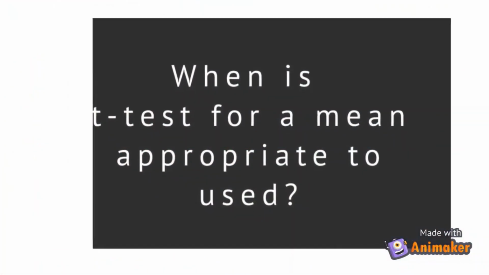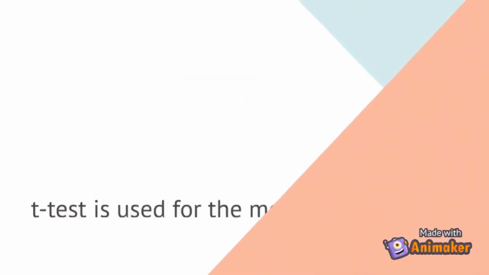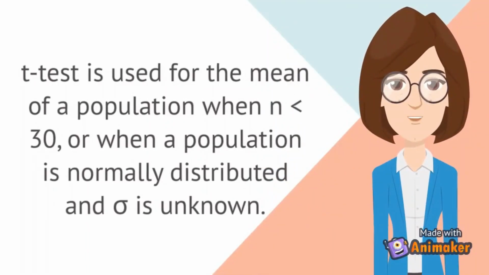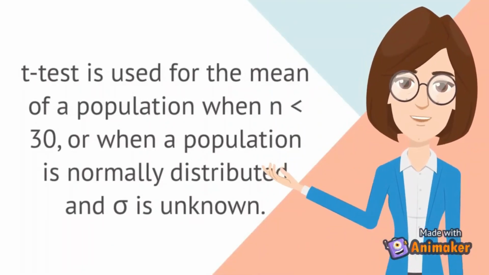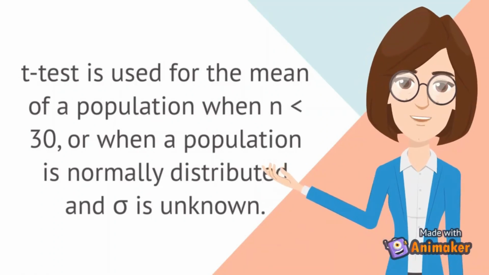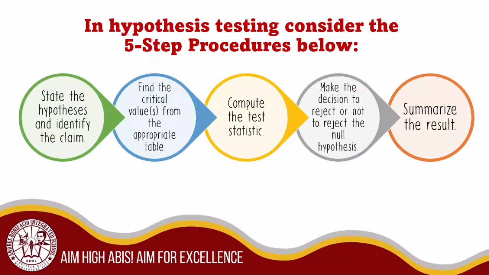When is t-test for a mean appropriate to use? T-test is used for the mean of a population when n is less than 30 or when a population is normally distributed and the variance is unknown. Let us now proceed to our lesson. So in hypothesis testing, consider the 5-step procedure below.